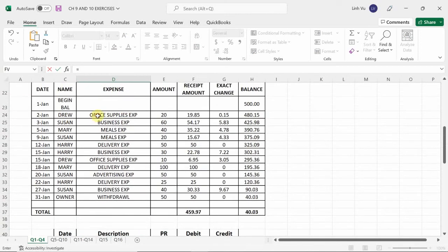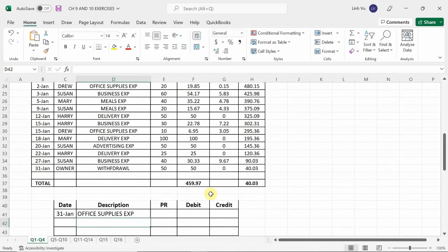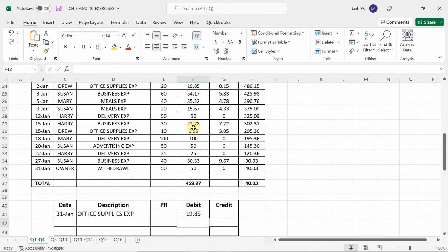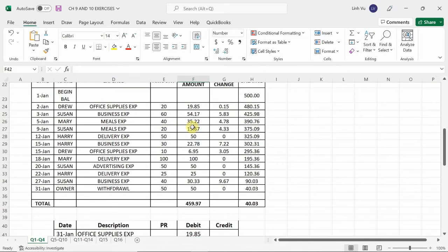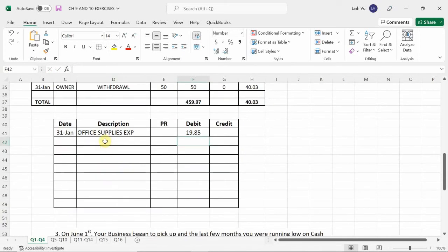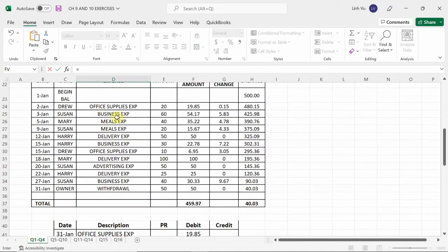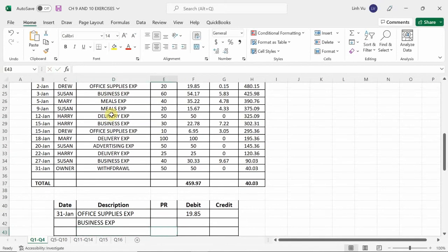So in this case, office supplies expense. How much was this office supplies expense? 480.15? No, I'm sorry, $19.85. Okay. What's the next expense that happened? A business expense. For how much? 54.17.